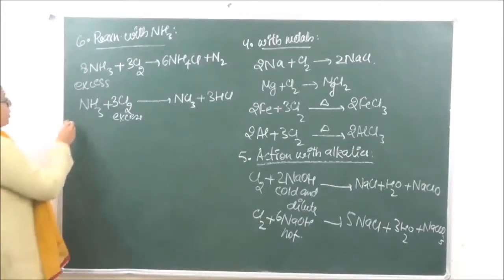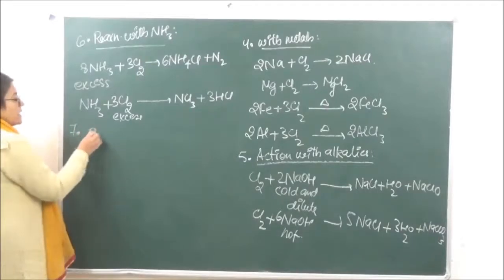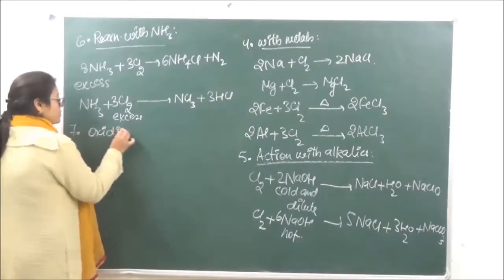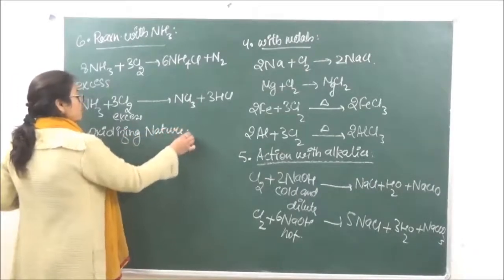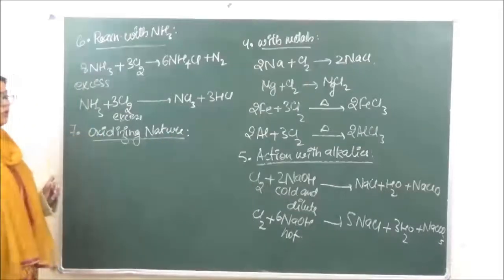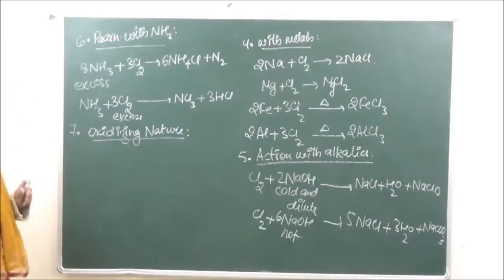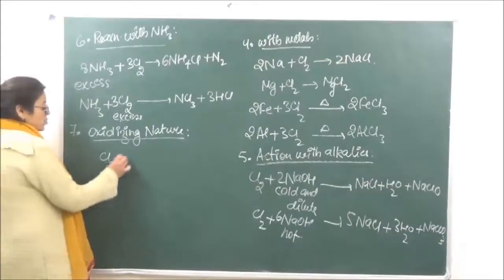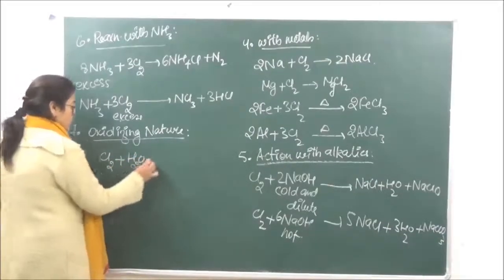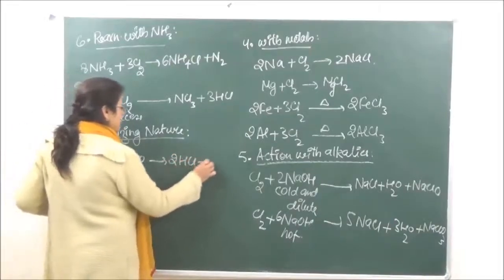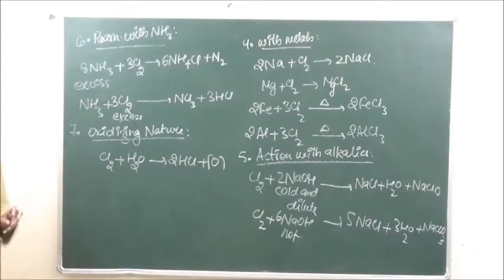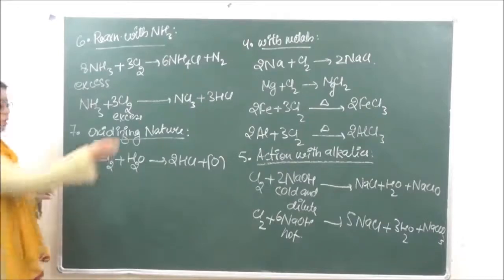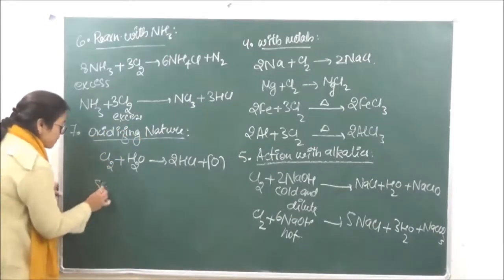Now a very important property of chlorine is its oxidizing nature. The oxidizing nature of chlorine is due to the production of nascent oxygen when it reacts with water. So this nascent oxygen is responsible for the oxidizing properties of chlorine. Like for example, it converts sulfur dioxide to sulfate.